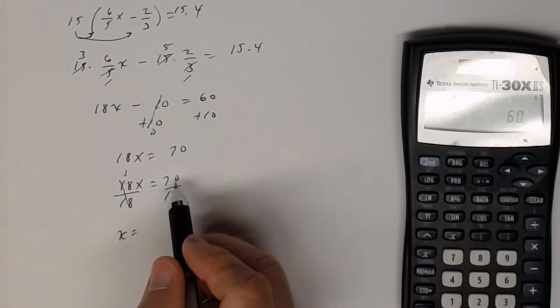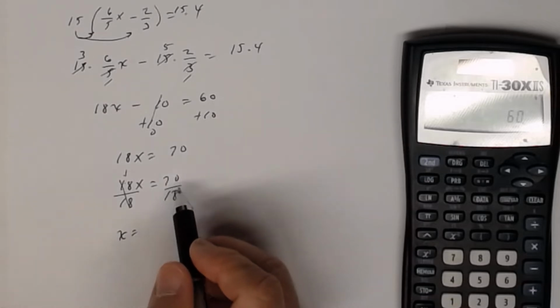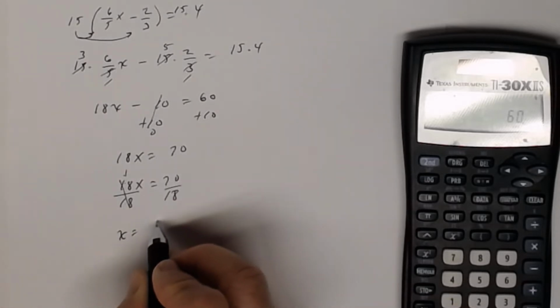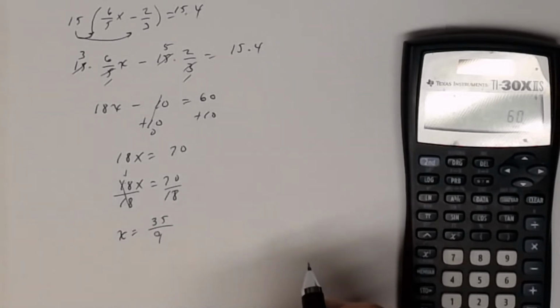I want you to notice that 70 and 18 are both even, meaning that they're both divisible by 2. So let's divide both of those by 2. 70 divided by 2 is 35, and 18 divided by 2 is 9.